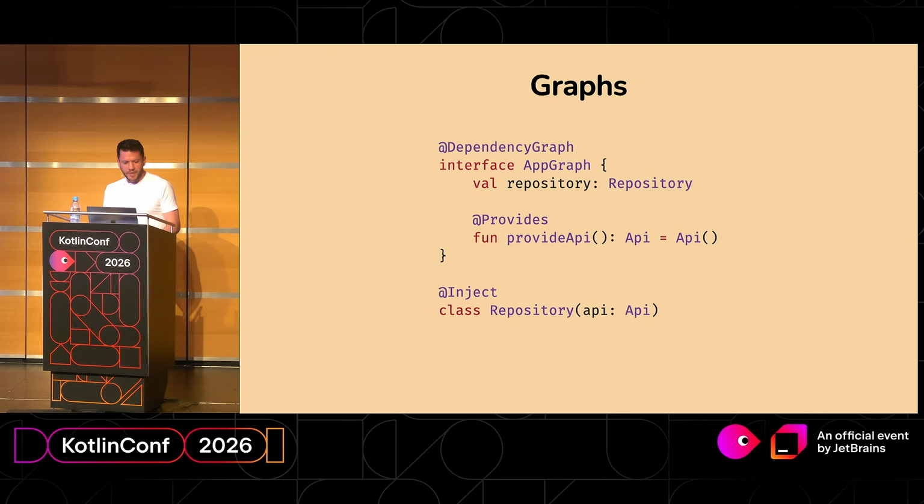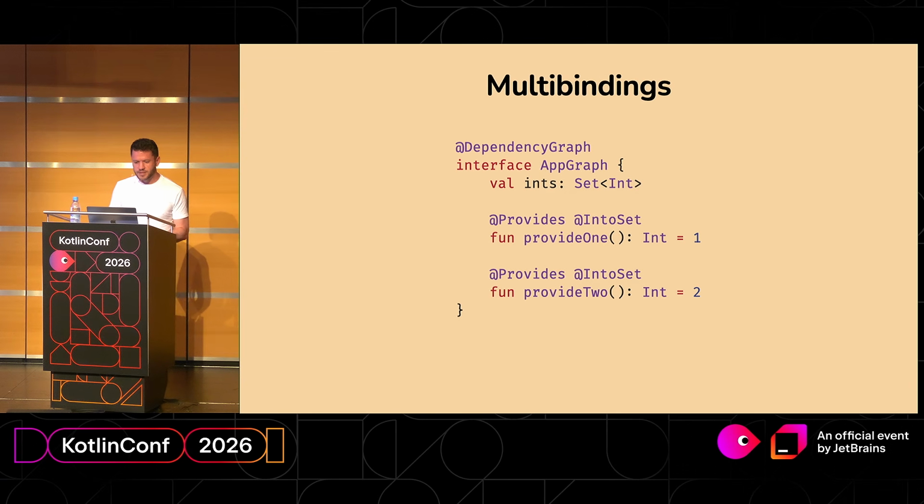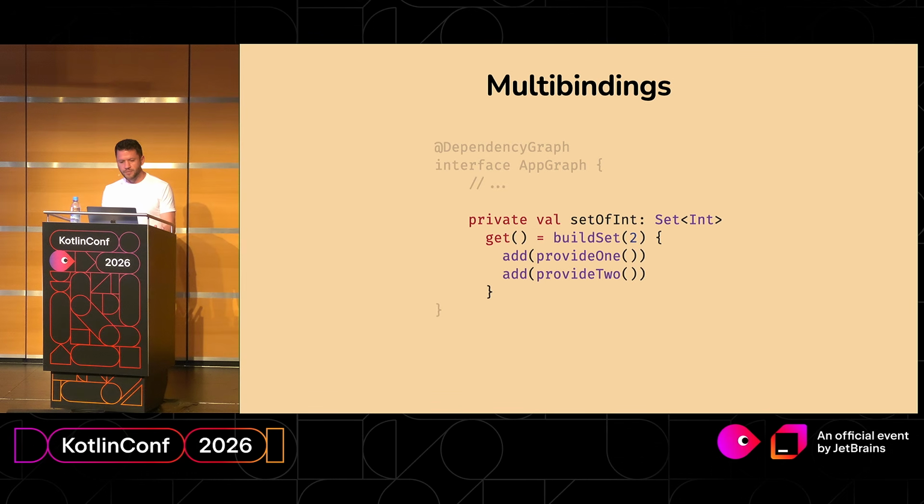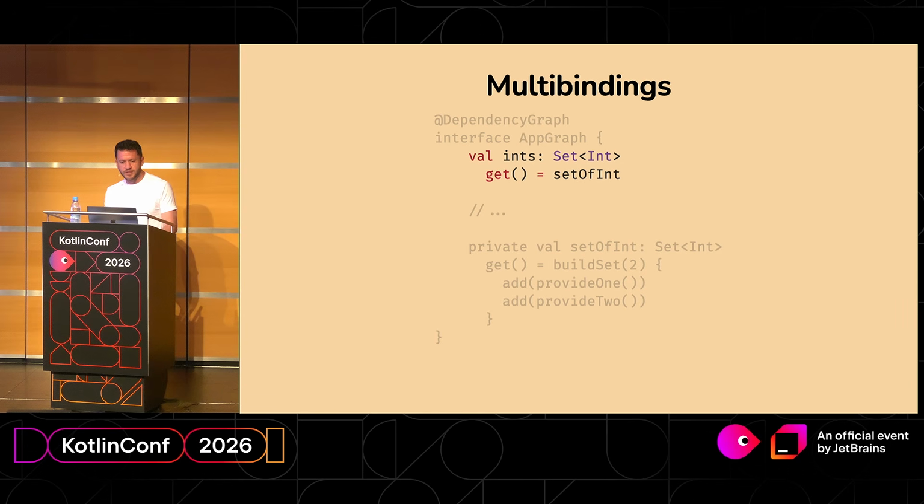Next, let's talk about multi-bindings. So consider this simple int set. Under the hood, Metro just generates a getter property for every multi-binding. We always generate these as separate getters just because multi-bindings can get quite big. In simple cases, we'll just use the standard library's build set with a known capacity. Again, we know all this at compile time, which makes it nice and efficient at runtime. And then it implements the int accessor to just call through to that generated property.